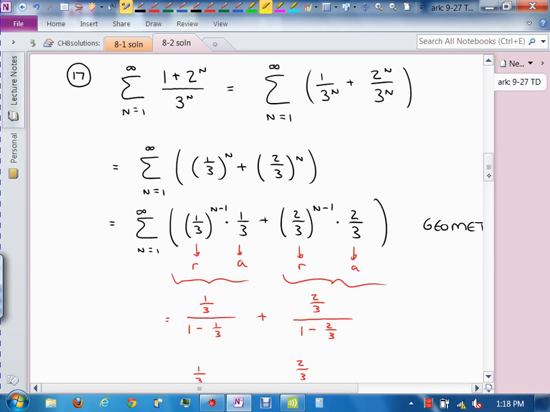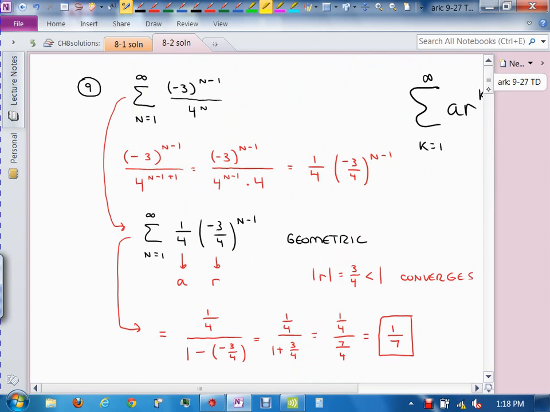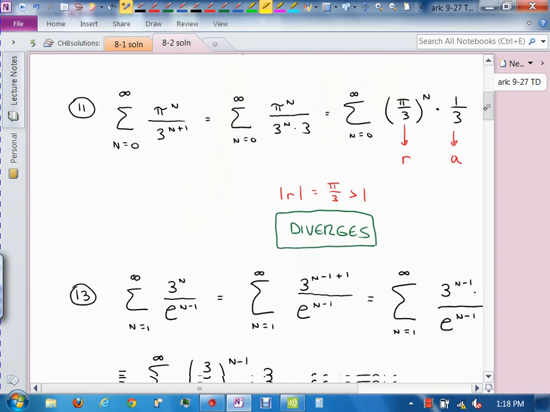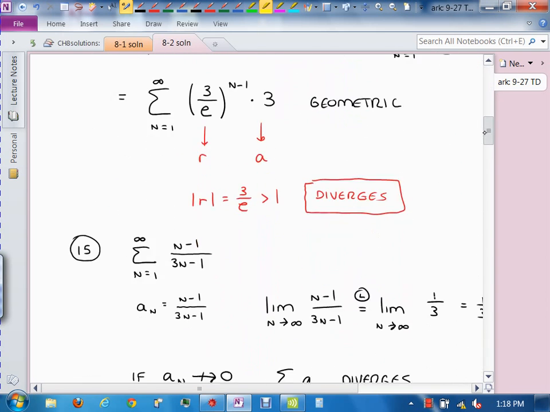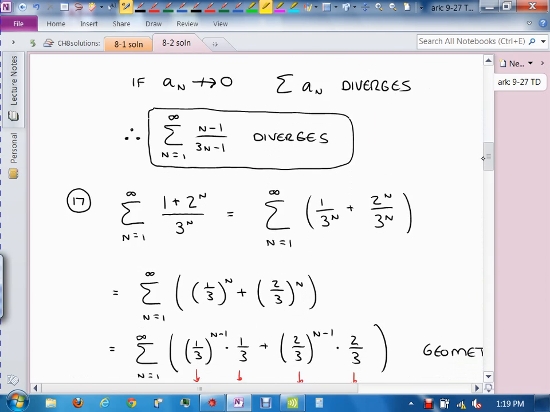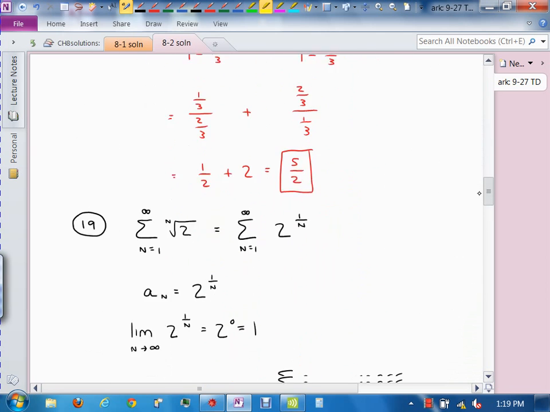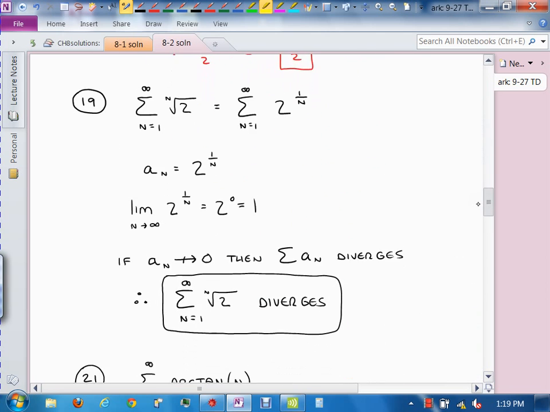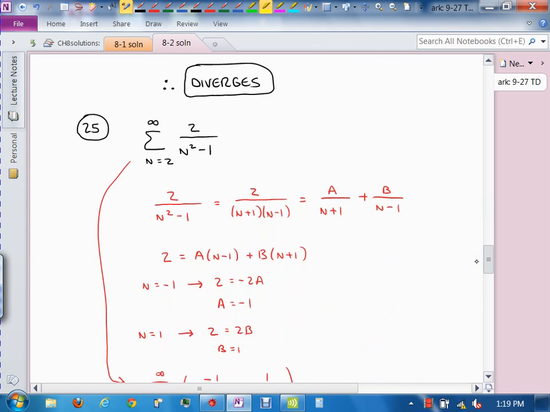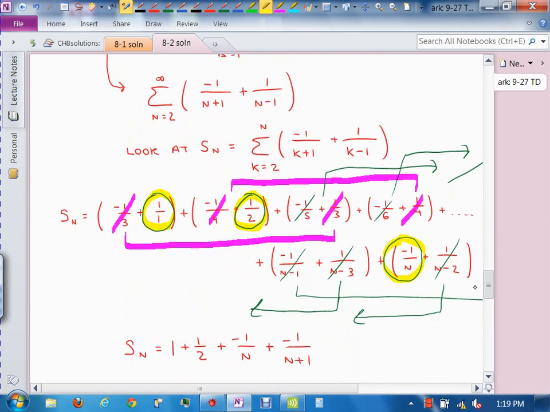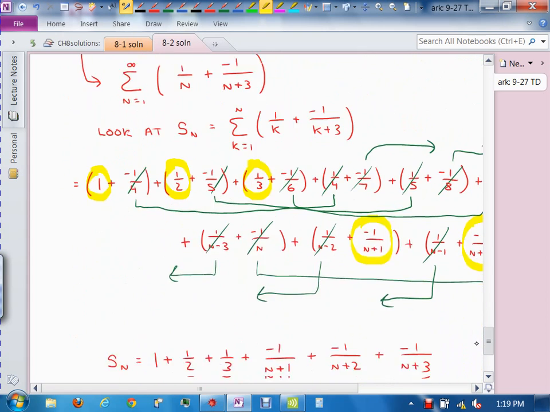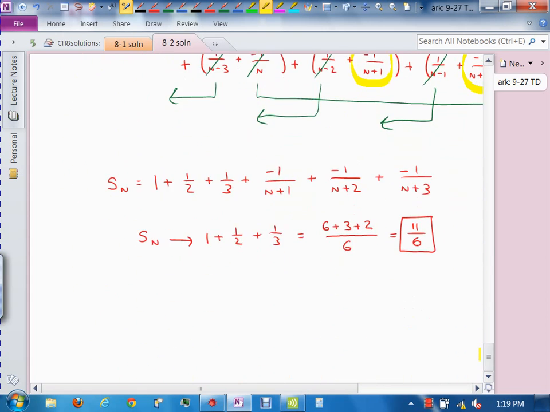8.2 I'm not even talking about. Well, 8.2 did the homework for there. That's the geometric one. This 11 was geometric again. This one was geometric again. This one was not geometric. This one was geometric. This one was not geometric, but something else. Harmonic. Collapsing, telescopic. Remember that last class? That's that one. Another collapsing telescopic one. So it's all fun and games.